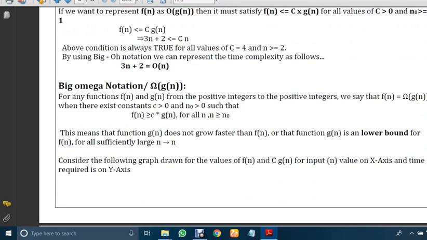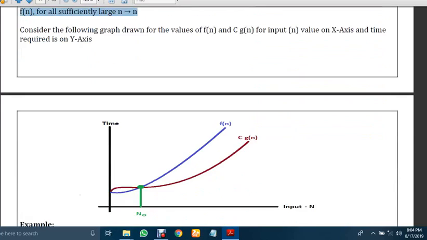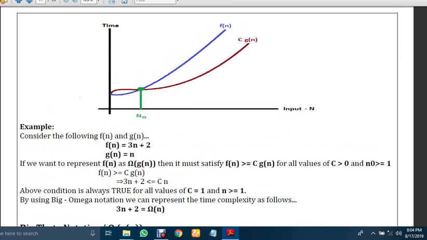Now we are in the big omega notation. Here we have some description about big omega notation, and the function g(n) is a lower bound for this function. Here is the diagram and example of the big omega notation.